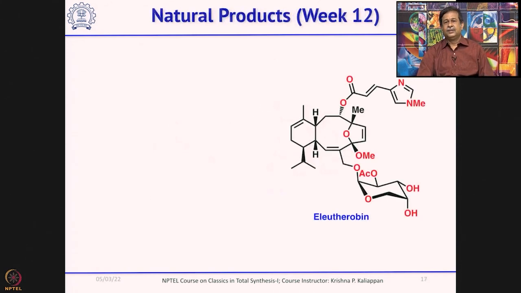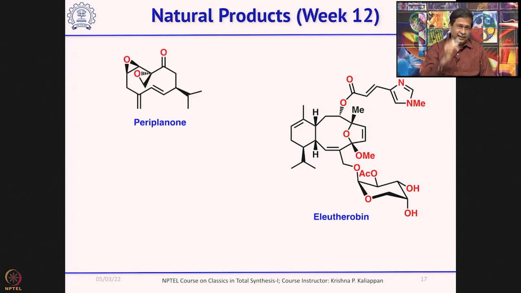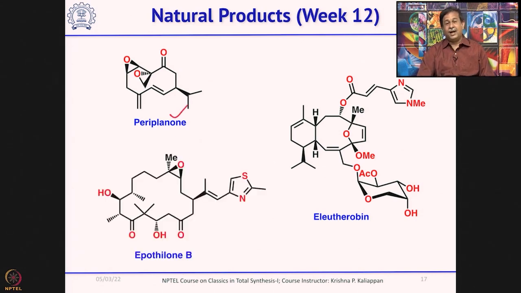And in the last week, we will talk about a very interesting natural product, an anti-cancer agent, erythromycin. You can see it's a tricyclic compound with two side chains. One is a sugar unit. Then we also talk about a simple natural product, simple looking, but it is not that easy to make, periplanone, and another anti-cancer compound. It's a macrolide called epothilone. There are many, epothilone A, epothilone B, and so on. And we'll try to discuss a couple of total syntheses of epothilones in week 12.